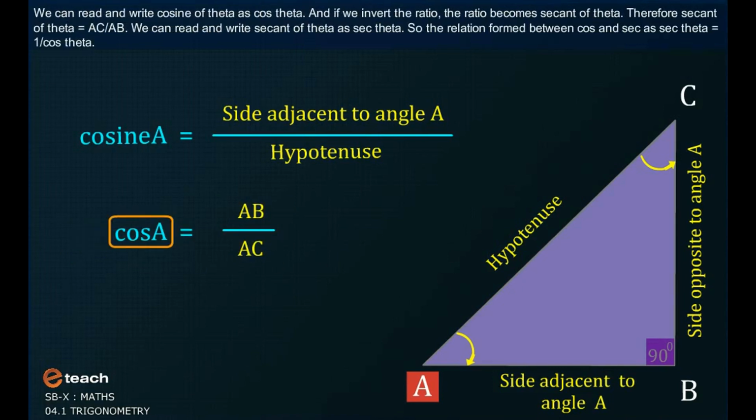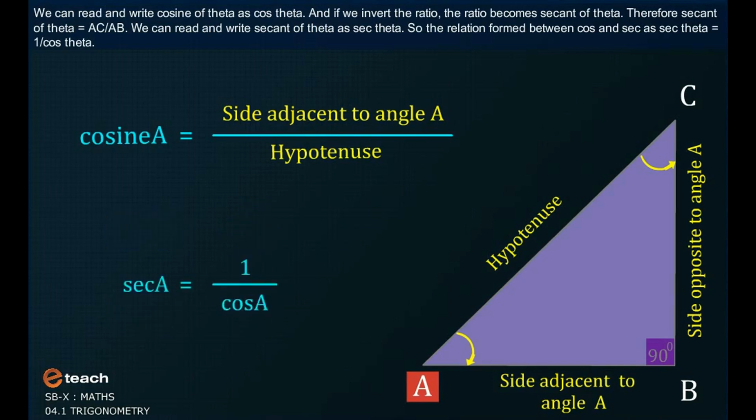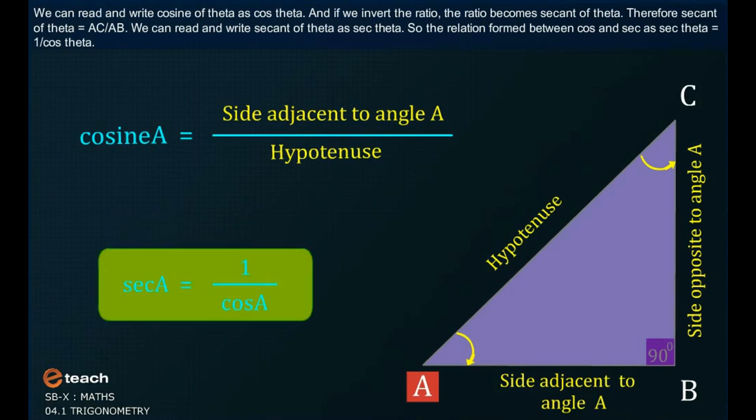And if we invert the ratio, it becomes secant of theta. Therefore, secant of theta is equal to AC upon AB. We can read and write secant of theta as sec theta. So, the relation formed between cos and sec is sec theta is equal to 1 upon cos theta.